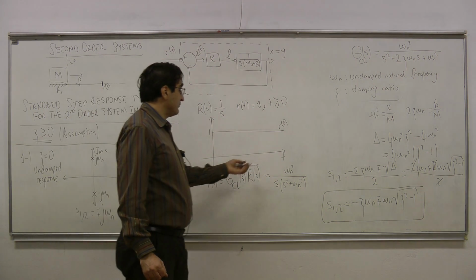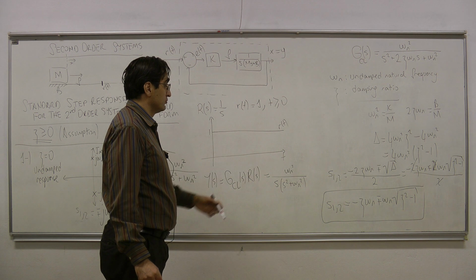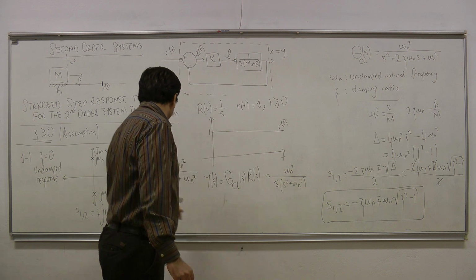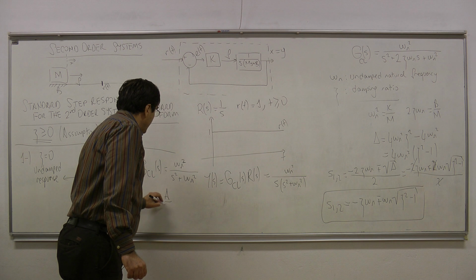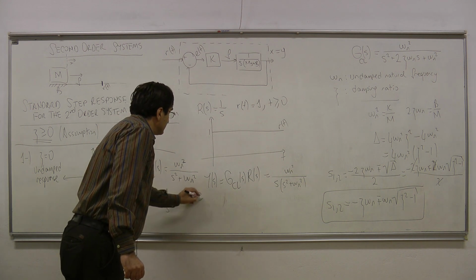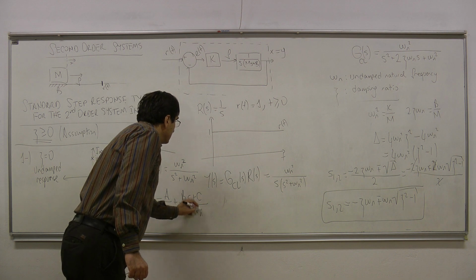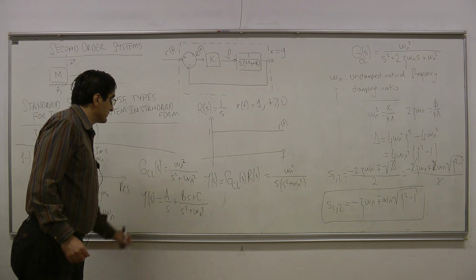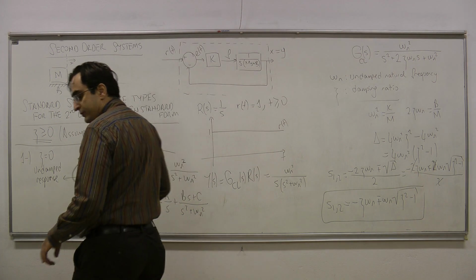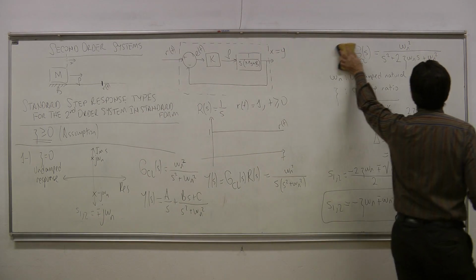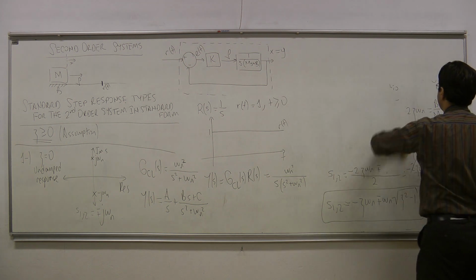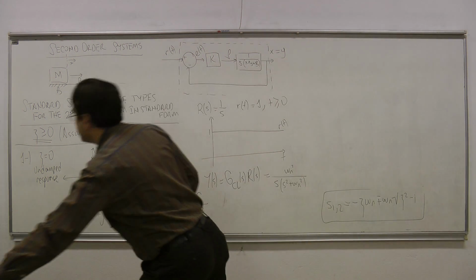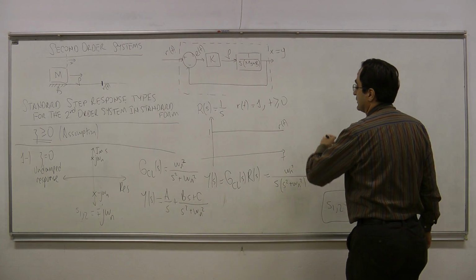And then how can I find the actual inverse Laplace transformation of this function? In that case, I would need to make a partial fraction expansion, and that is going to look like this: a over s plus bs plus c divided by s square plus omega n square. So this is my y of s in this case. If I want to find the actual step response of the system, I need to take the inverse Laplace transformation of that partial fraction expansion.